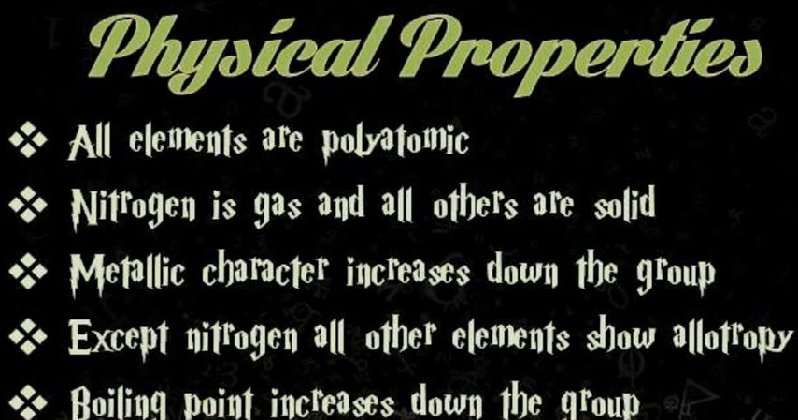Boiling point also increases down the group as the atomic size increases. And the next property may be atomic and ionic radii. So the covalent and ionic radii increase in size down the group.